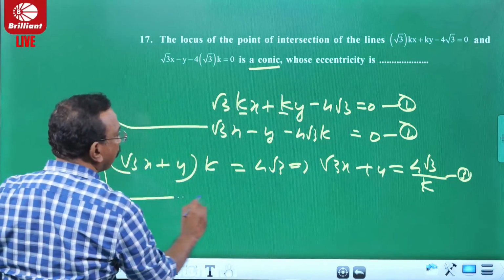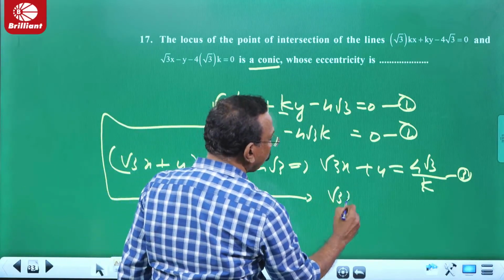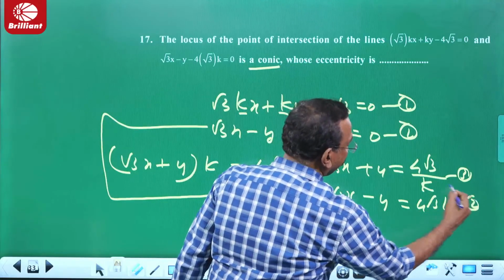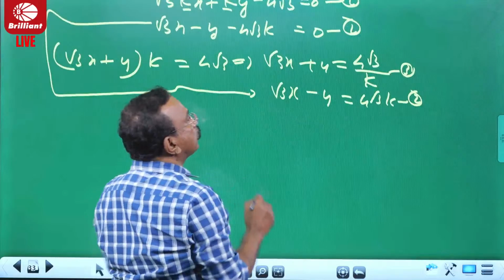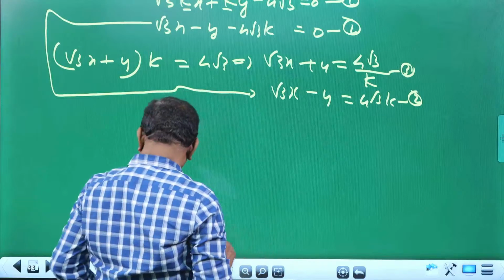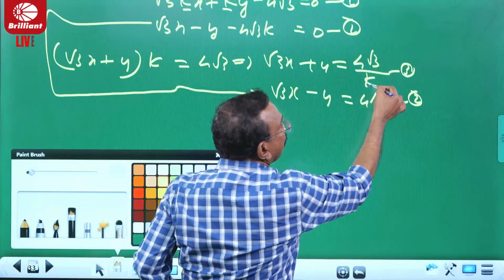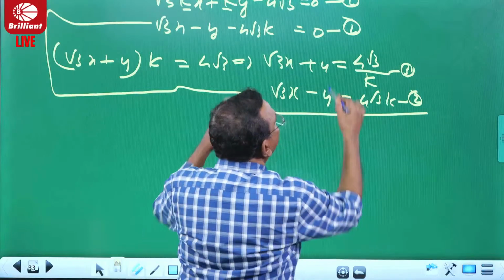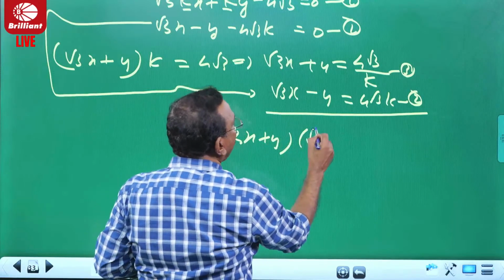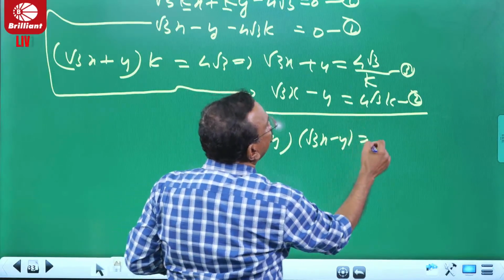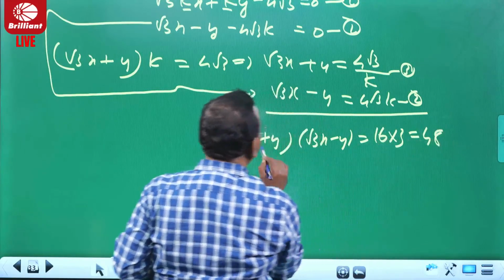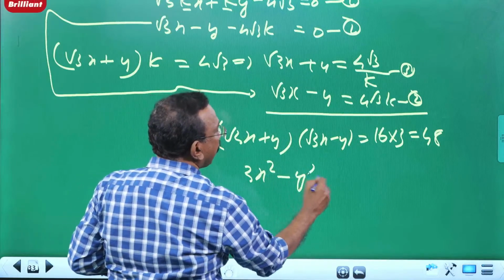Now from the second equation we can directly write root 3x minus y is equal to 4 root 3 into k. By observing these two, they are like conjugate terms in the form a plus b and a minus b. In the first equation there is 1 by k and here it is k. So we can multiply them together: root 3x plus y into root 3x minus y is equal to 16 into 3, so it is 48. So this will be in the form 3x square minus y square is equal to 48.